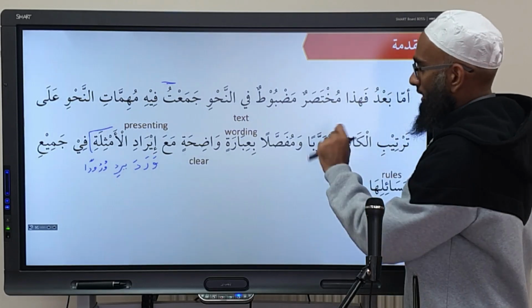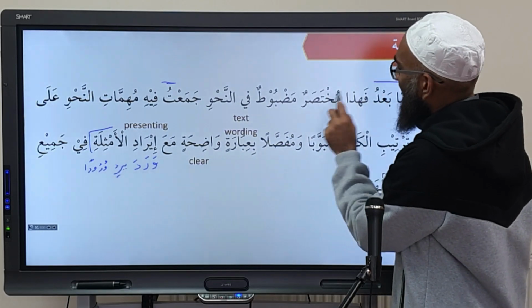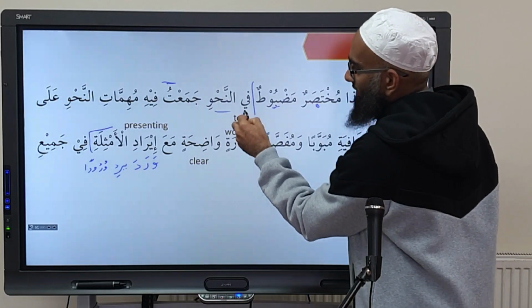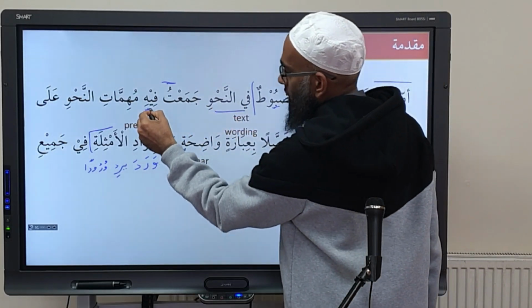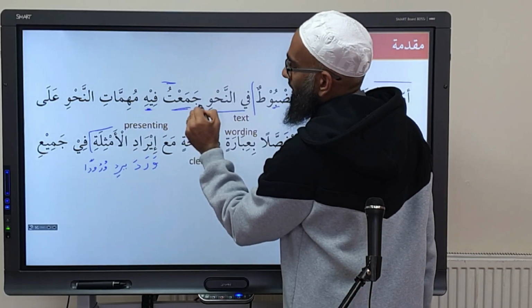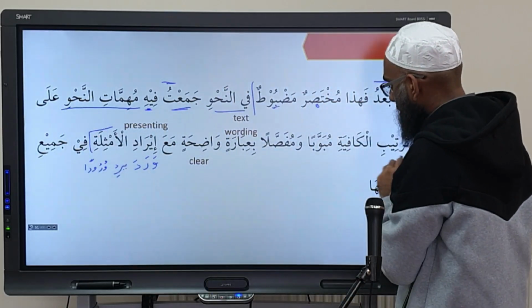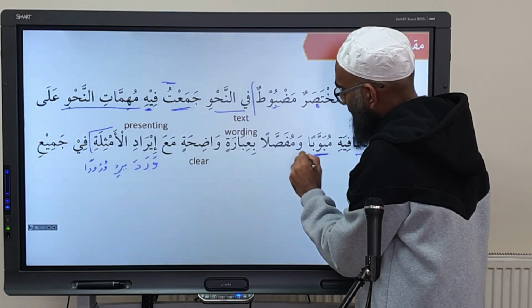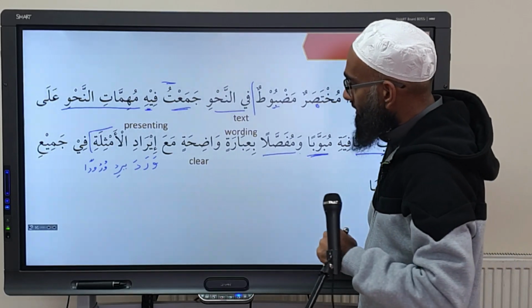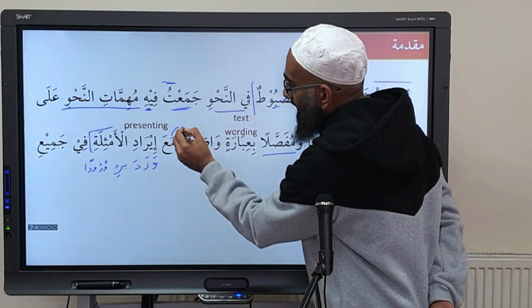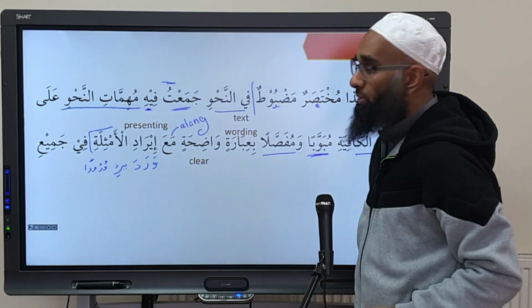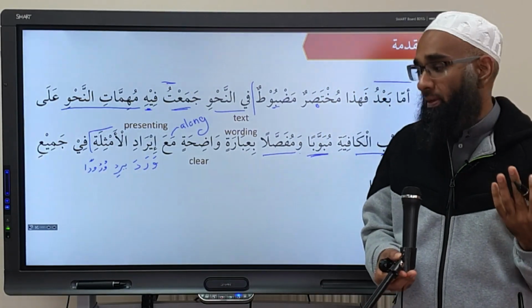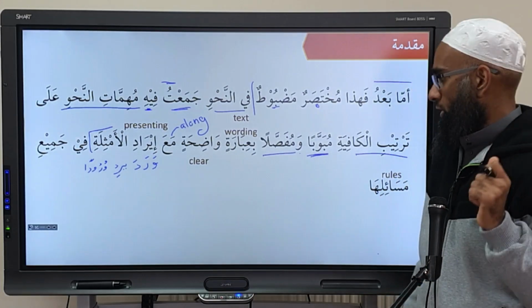So let's go again from the beginning. So أما بعد, moving forward. هذا مختصر مضبوط. This is a precise treatise in the science of Nahw. فيه, within which I have collected the important rules of Nahw on the structure of Kafiya, divided into sections and chapters, with clear wording, along with presenting examples في جميع مسائلها, in all of its rules. So wherever there's any rule, there will be an example. Yes, so far so good, inshallah.